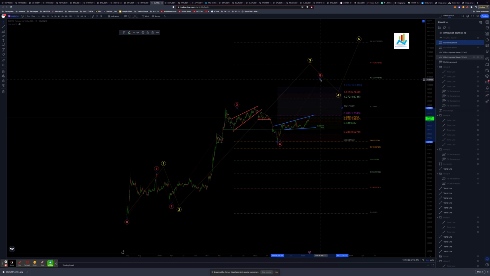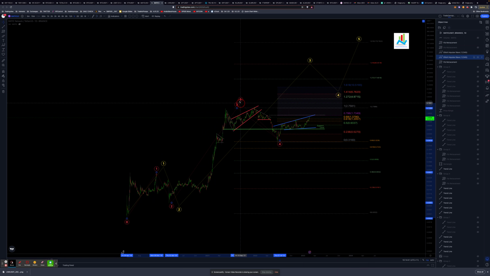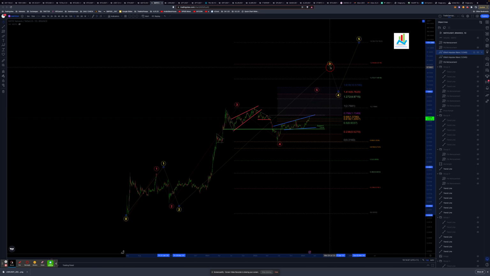Long-term targets, this might be wave 3 to 4, so wave 5 could be here. However, on the bigger time frame, this could be wave 3 to 4, and then this could be wave 3 to 4. So if we get that, then we can also see that as well. So it really depends. This is the initial targets, but on the macro, we also have these targets.